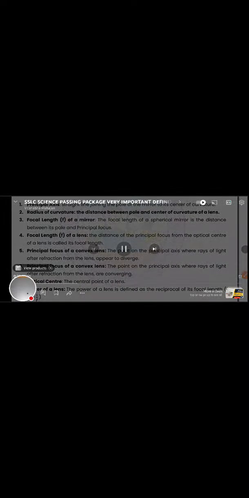Very good evening. Today we are going to discuss SSLC science definitions of concepts. A related topic we are going to discuss now. This is a part of the passing package and scoring package also. Very important. Whatever the concepts are there, those are given here.